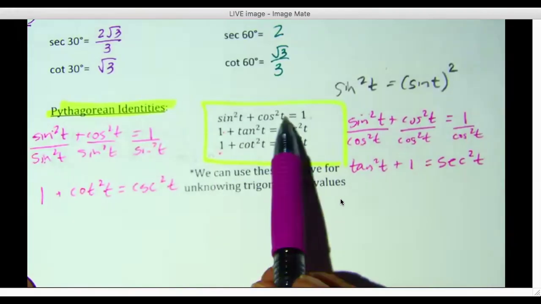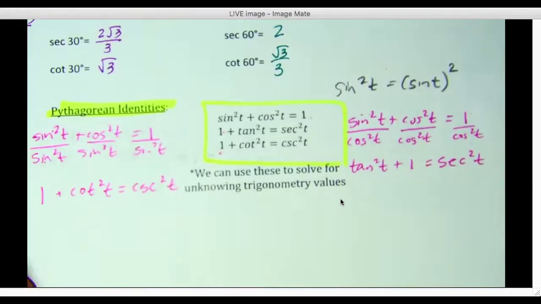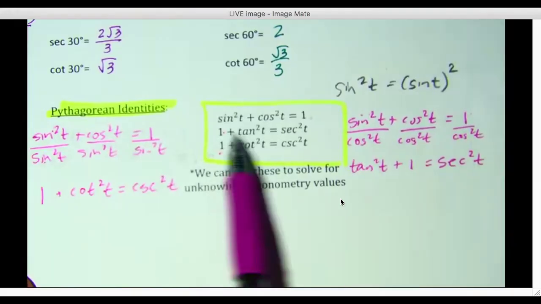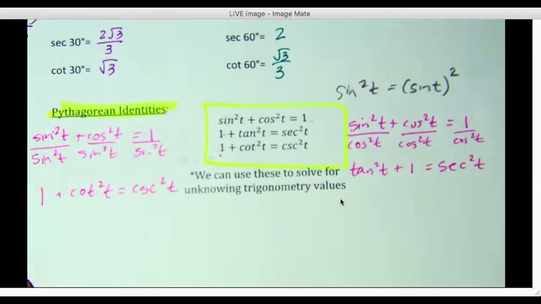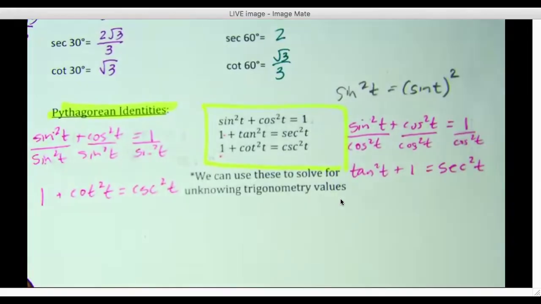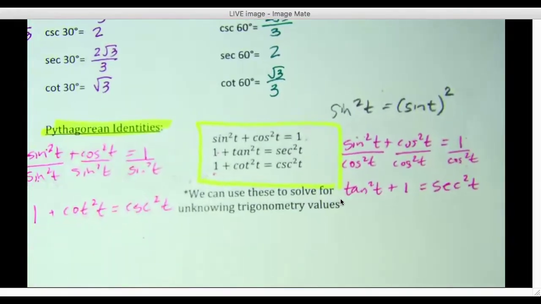So if you use that first equation and you divide everything by sine squared, you get that bottom one. If you divide everything by cosine squared, you get that middle equation. So as long as you memorize the first one, you can reason through and think through what the other two are. And I think this is a good stopping place for this video. We will finish out this section in a part 2 video.